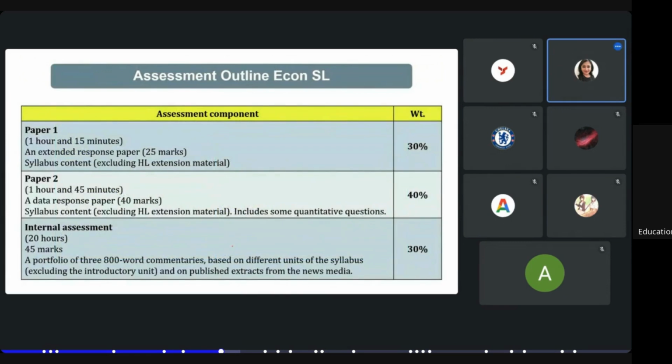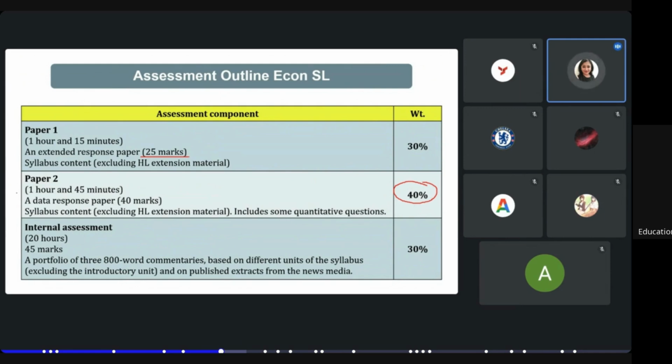Moving on, we'll just look at the assessment outline a little. This is only for SL students, just to ground yourself now so you can prepare accordingly. For SL students, our main focus is paper 2. Sorry. Paper 1 is just a 75-minute paper. You have to write 2 answers, a 10 marker and a 15 marker.